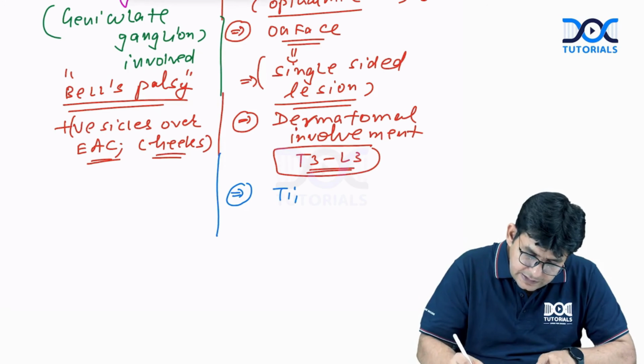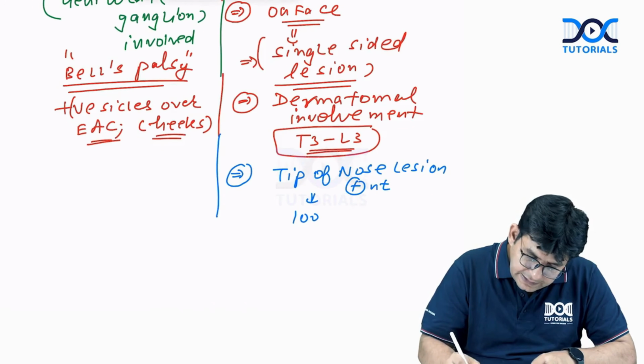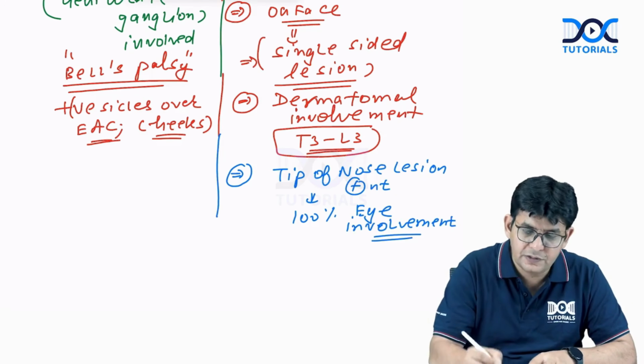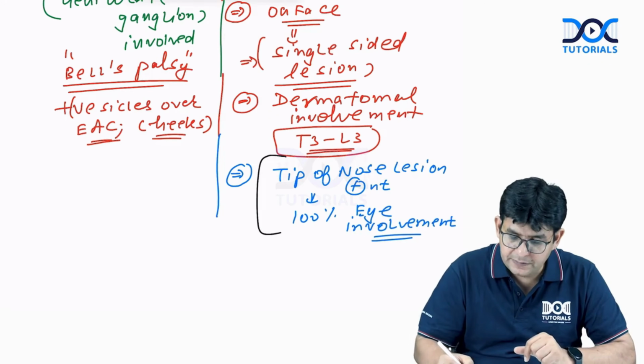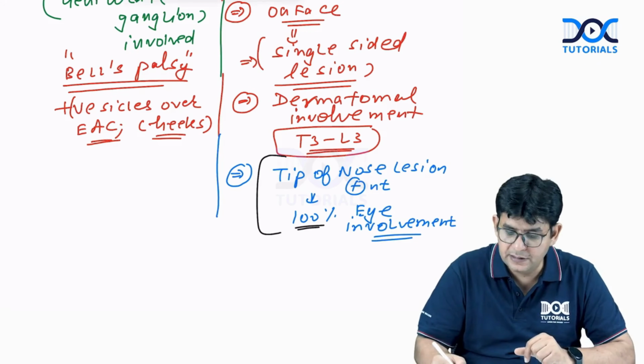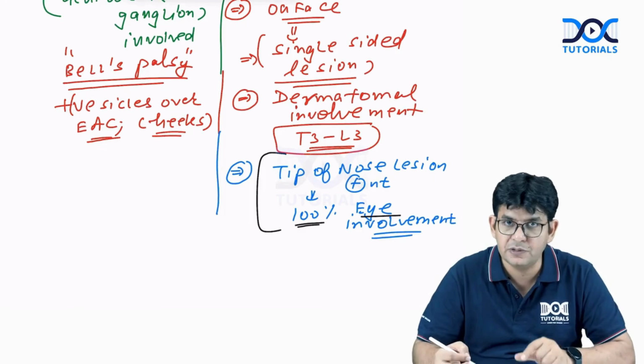In that there is one thing: if the tip of nose lesion is present, then it is being said that there is 100% eye involvement. And what in the eye gets involved? The cornea. If the tip of the nose lesion is present, 100% what is involved? The eyes. That is, ophthalmic involvement is there, 100% if the tip of nose is involved.